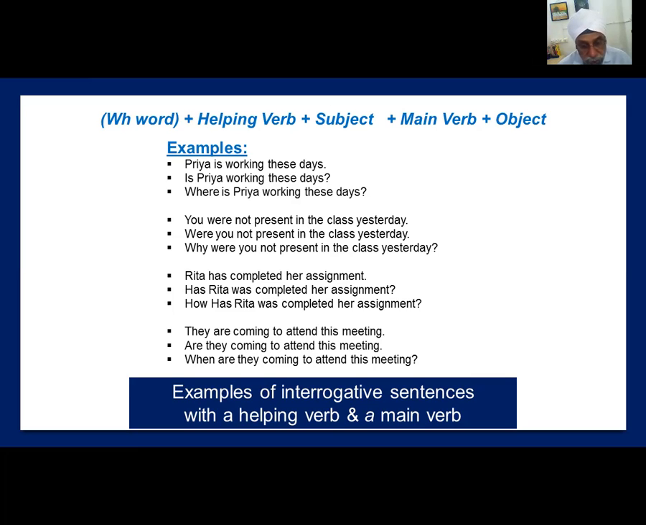Rita has completed her assignment. Has Rita completed her assignment? And how has Rita completed her assignment?